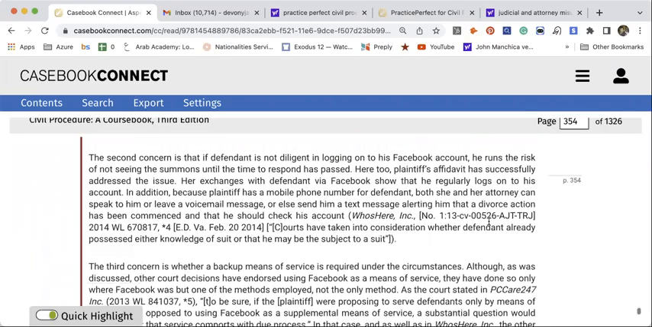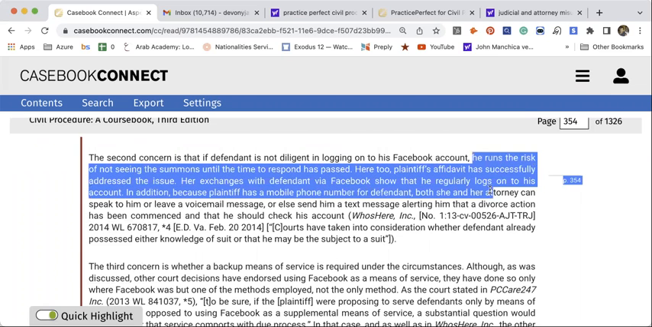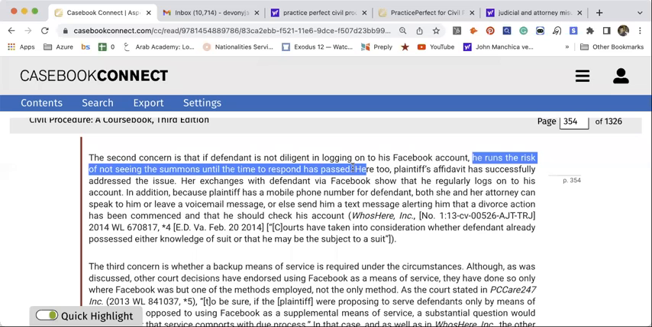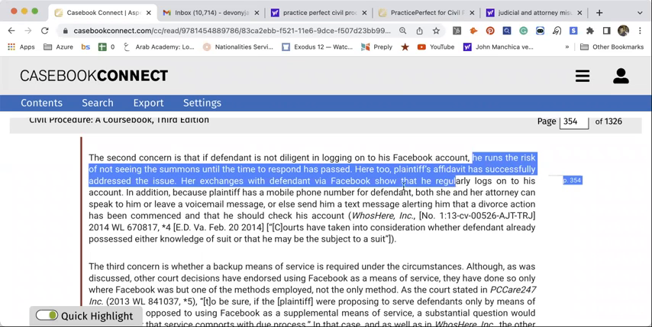The second concern is that if the defendant is not diligent in logging into his Facebook account, he runs the risk of not seeing the summons until the time to respond has passed. Here, too, plaintiff's affidavit will successfully address the issue.